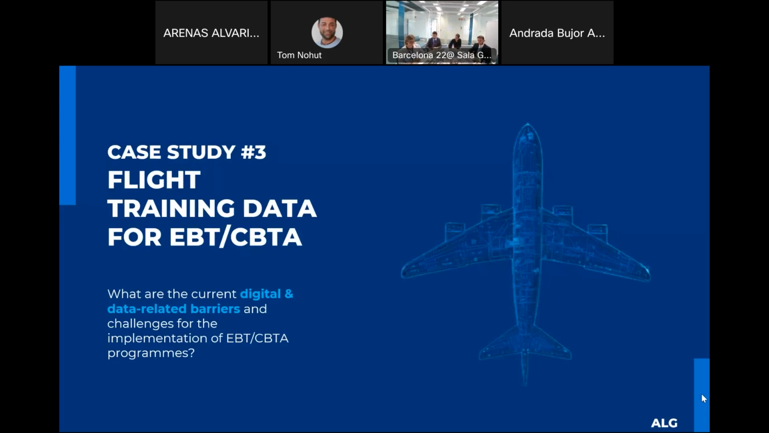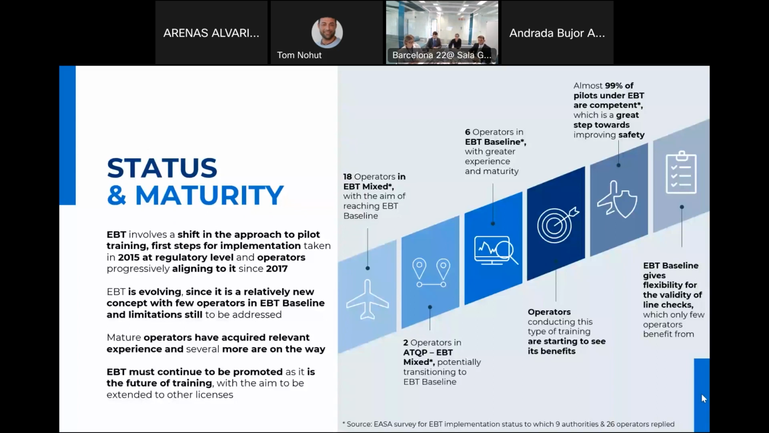Before going to the actual limitations that we have captured in the context of our investigation, I would like first to give you an overview of the status and maturity of EBT at the European level. These figures that you can see in these slides have been provided by EASA in the context of a survey that they launched. You need to consider that from a regulatory perspective, EBT is relatively new. It took its first step in 2015 at regulatory level, and then operators progressively aligned to EBT since 2017.